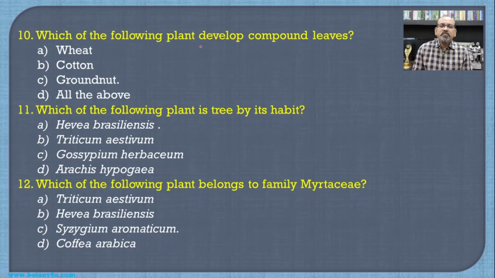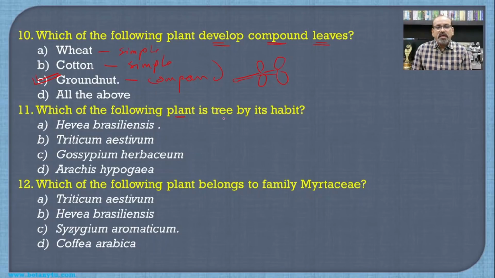Then which one of the following plants develops compound leaves? So the wheat is with the simple leaf, cotton is also with the simple leaf, groundnut, that is the compound leaf. So our answer will be the groundnut, because if you see the groundnut, here there are such a type of leaves. Such type of leaf is known as the compound leaf, that is the lamina is divided into a number of segments or leaflets.